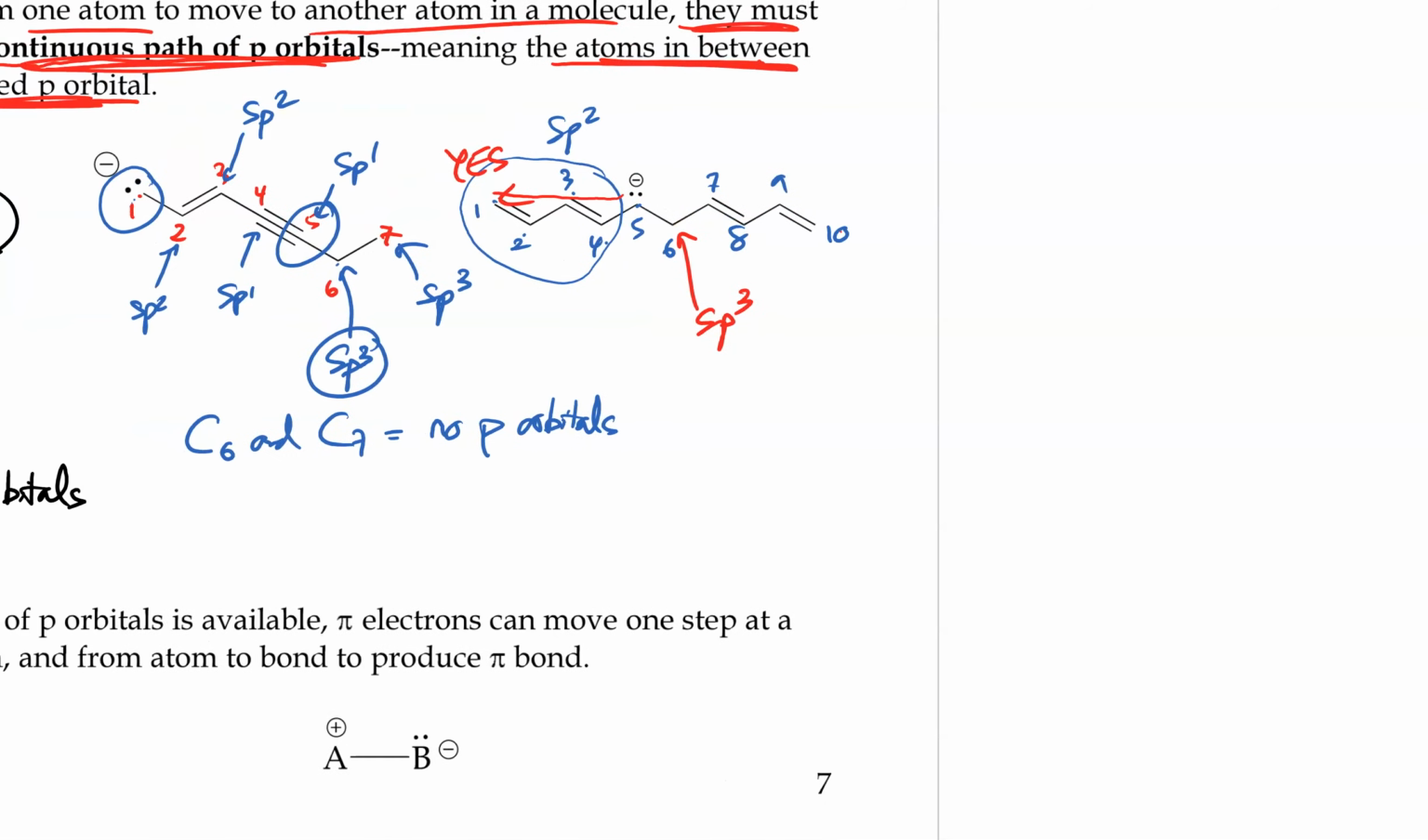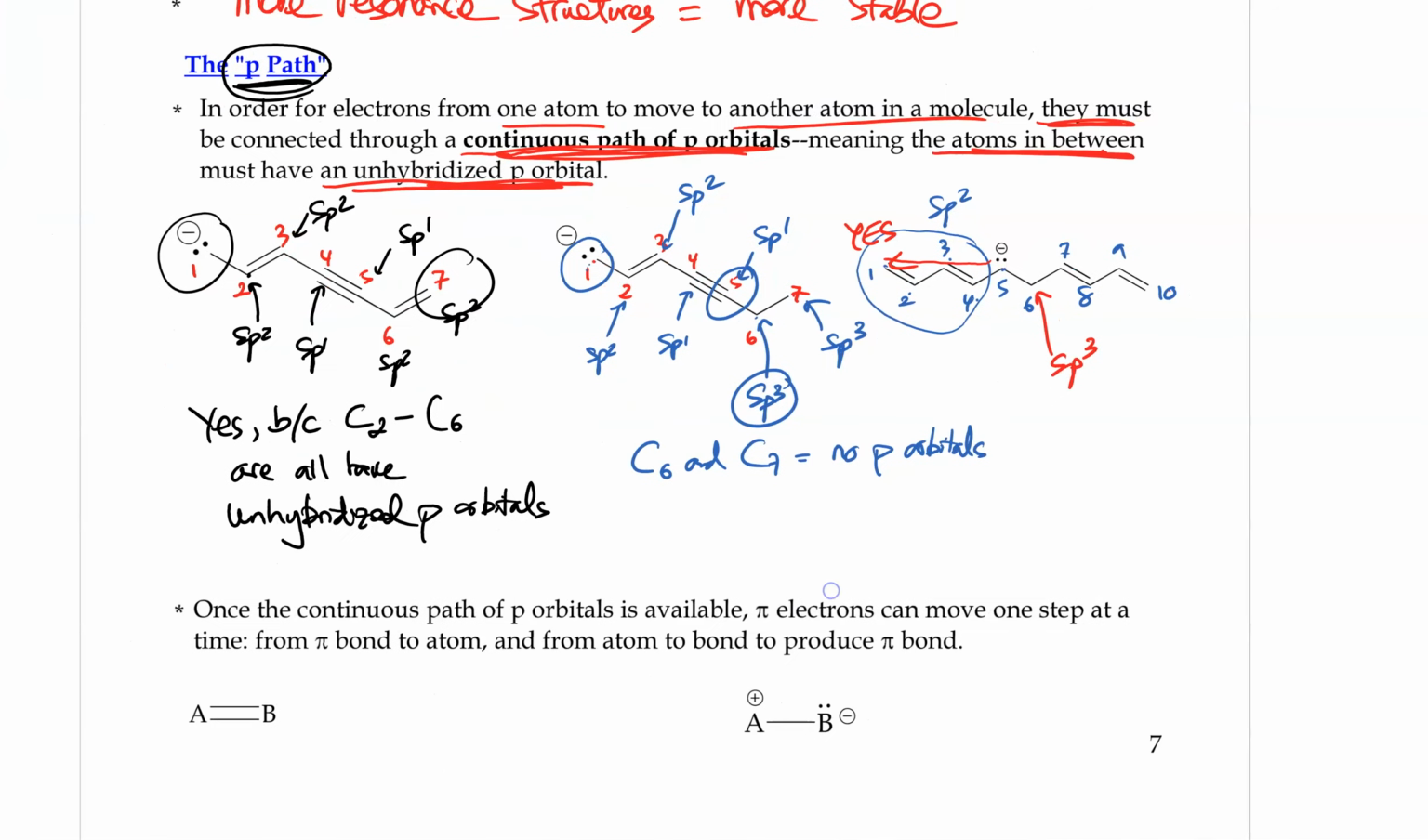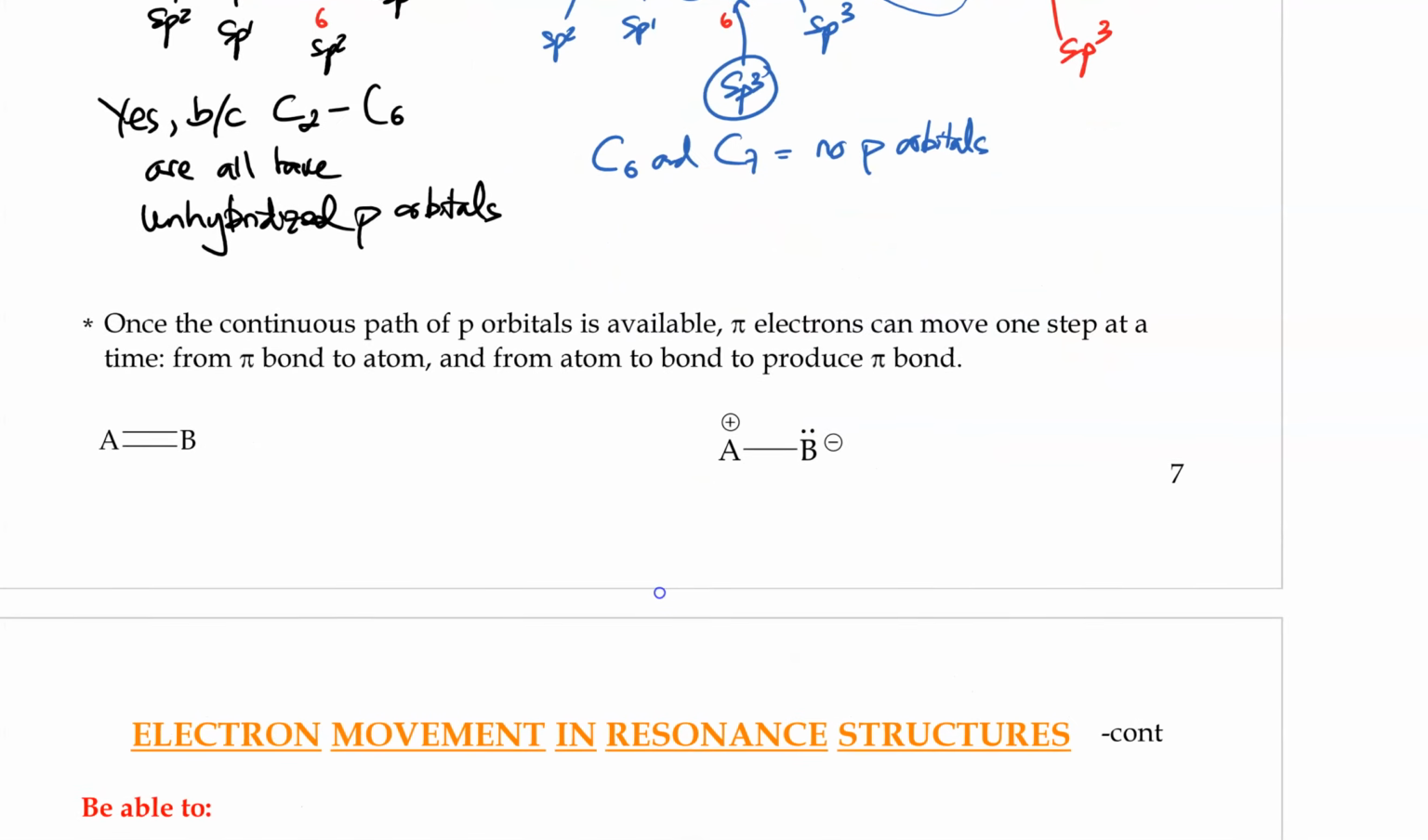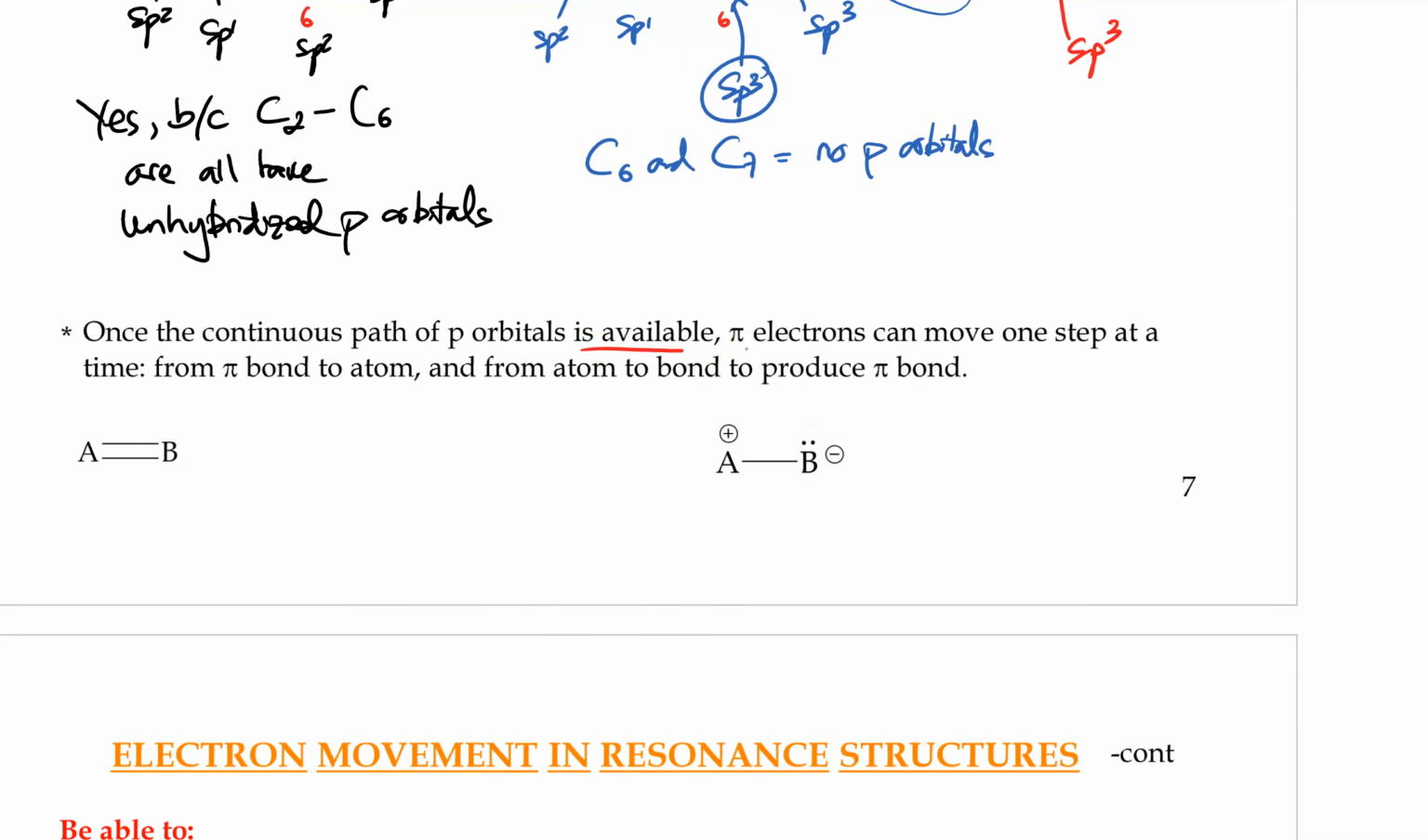So it is important for us to recognize that, again, not all electrons can be moved around. And in order for pi electrons to be moved around to produce different resonance structures, we need to have a continuous path of p orbitals on the molecule. And once the continuous path of p orbitals is available, pi electrons can then move from one atom to another atom. They can move one step at a time. Now there can be many steps that combine together, but they can move only one step at a time, or one tiny step at a time.